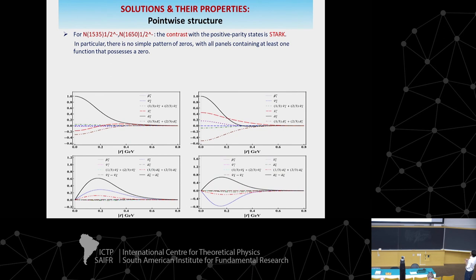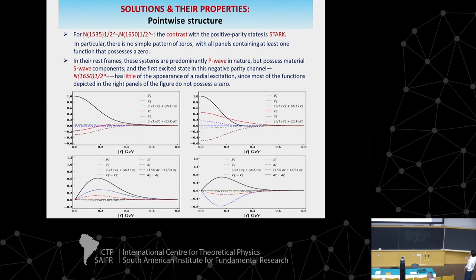In particular, there is a simple pattern of zeros, with all panels containing at least one function that possesses a zero. Even in the ground state of positive parity baryons, there is a zero in the wave function. And in the rest frame, this system is predominantly P-wave in nature, but possesses a material S-wave component.